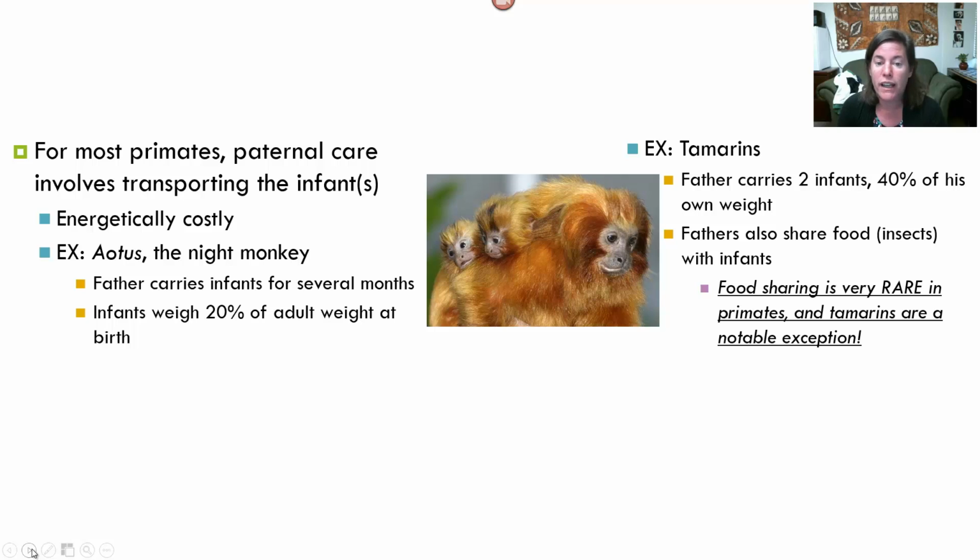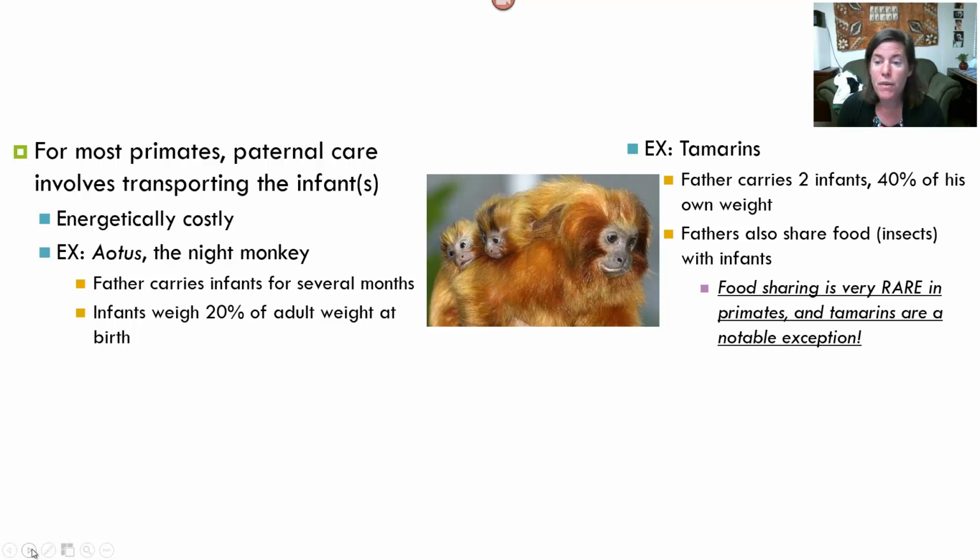These offspring at birth generally weigh 20% of adult weight. If you're carrying two infants, that's 40% of his own weight. So this is a very, very hefty load, and it makes it very expensive for these males to provide this care. You don't want to expend all this energy transporting these infants around if they're not your own. And remember, these infants are growing, and these fathers are carrying them for several months. So you really want to know that they are in fact your own.